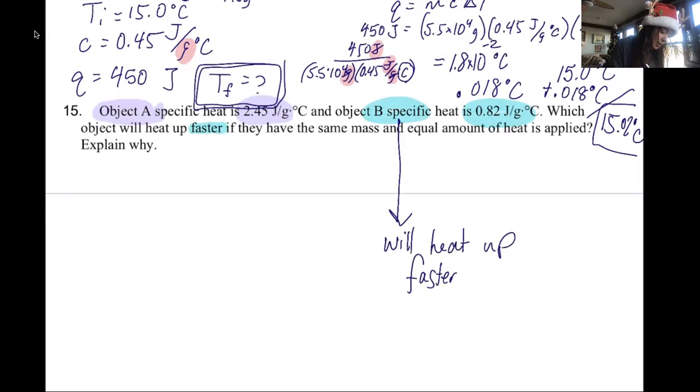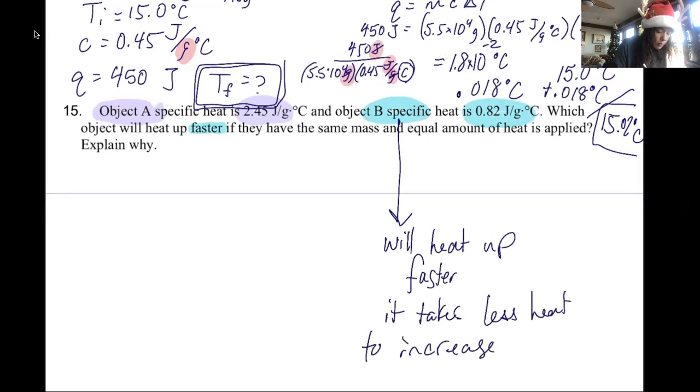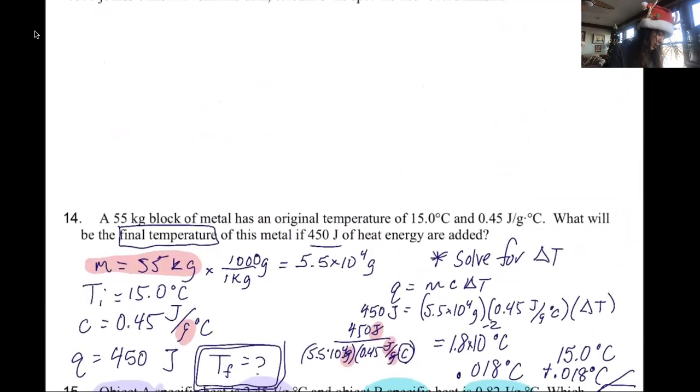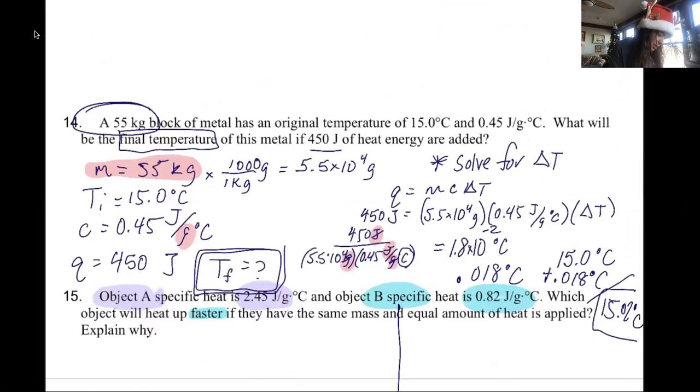It takes less heat to increase 1 gram of the substance by 1 degree Celsius, so it will heat up faster. We have to add less heat to get it to happen. So if we're applying the same amount of heat, this one's going to get there faster. Okay, still, that 55 kilogram block, I think, and that's not a lot of heat. So that's why we got such a small number there. Those aren't good numbers.